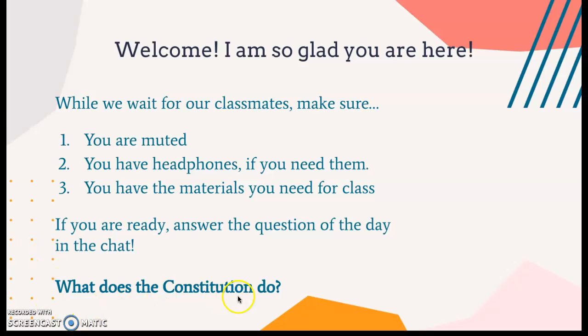So we started class by answering this question: what does the Constitution do? This is something we talked about last class and we were reflecting on it a little bit. So I would suggest you go back and look at your notes. This should be in your notebook, but we talked about how it really does provide that structure for our government, and we'll see that again here in a moment.